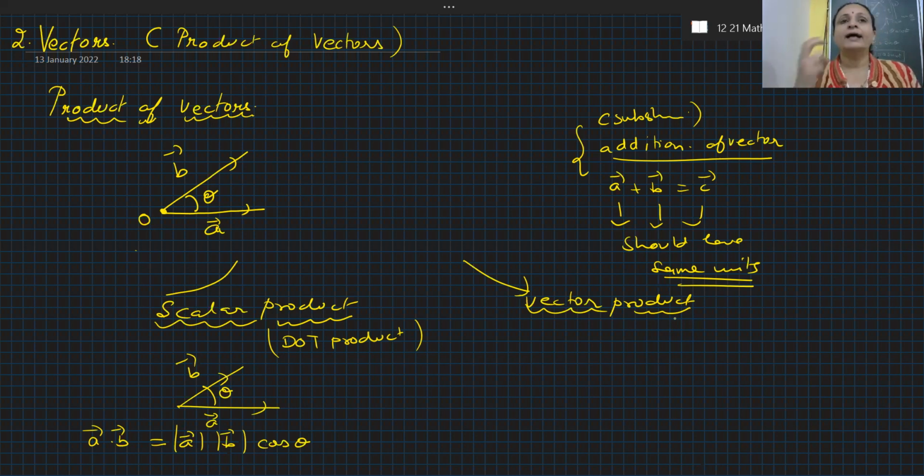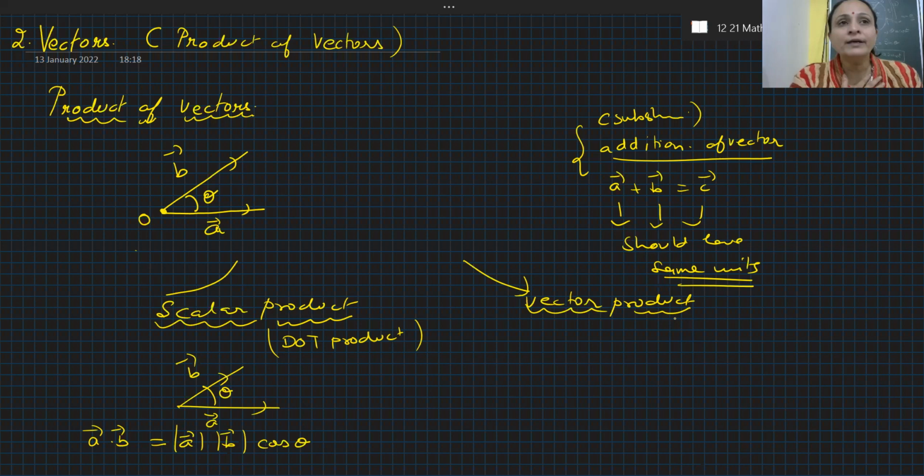Whenever I add or subtract two physical quantities, they should have the same unit. They should be of the same type. But if you have to multiply two vectors, the two vectors which are to be multiplied can have different physical units, right?